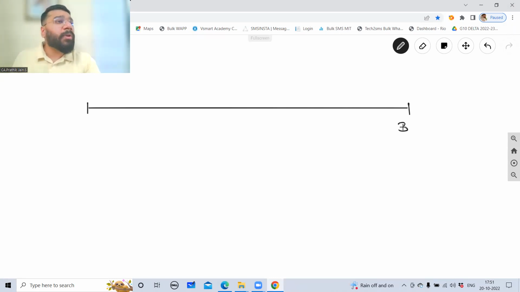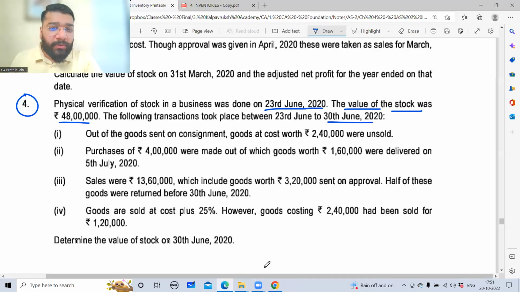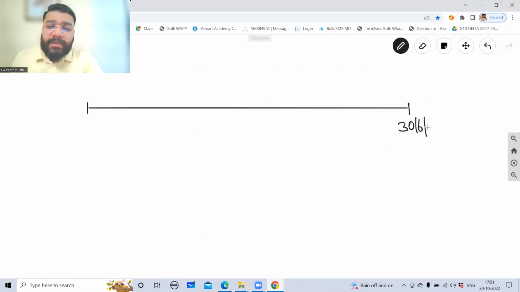So quarterly, for example, all the listed companies are supposed to submit their financials quarterly. So for listed companies, the audit is done on a quarterly basis. So first quarter is what? April, May, June, ending June. So let's suppose this is April, May, June. So on 30th of June 2020, the physical verification of the stock was supposed to take place.